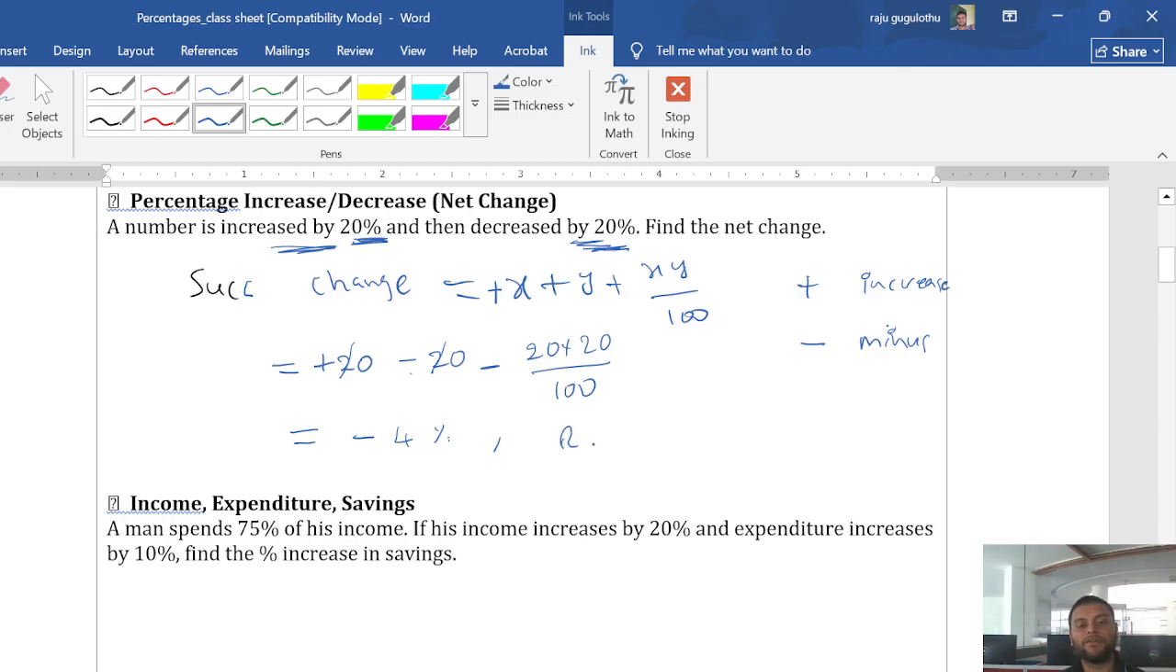The remaining value of the number will be, as its value is reduced by 4 percentage, 96 percentage of the value remaining, because due to these two operations the value of the number is decreased by 4 percentage of itself. And the question is asking to find the net change. The net change is a 4% decrement in the value of the number. So this will be your answer for this question.